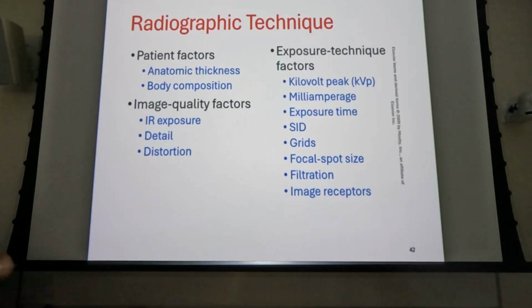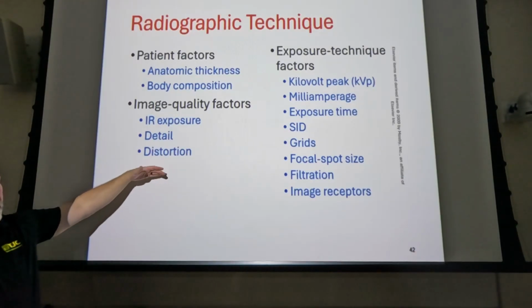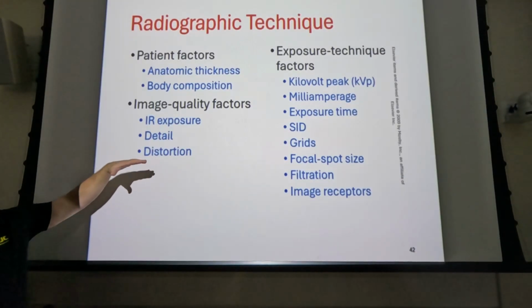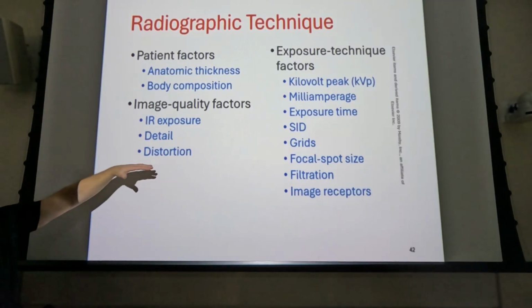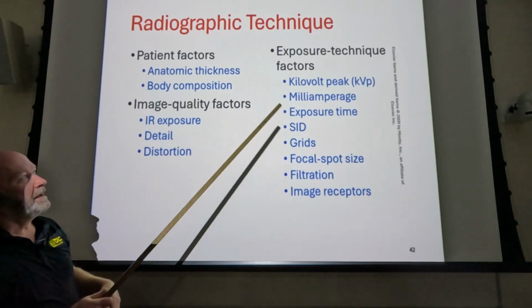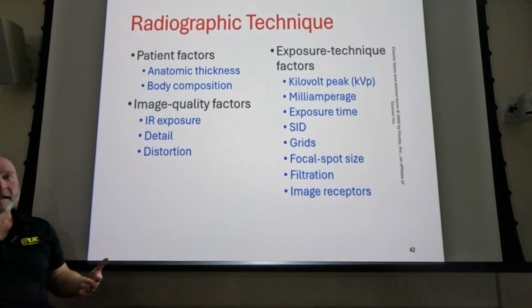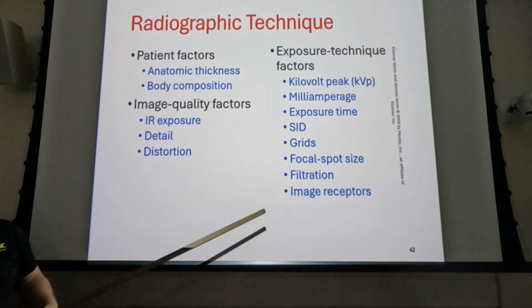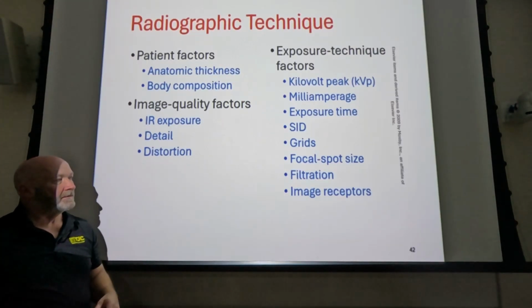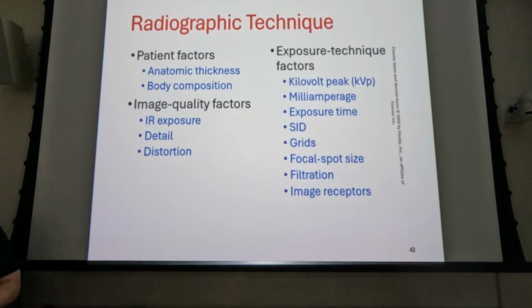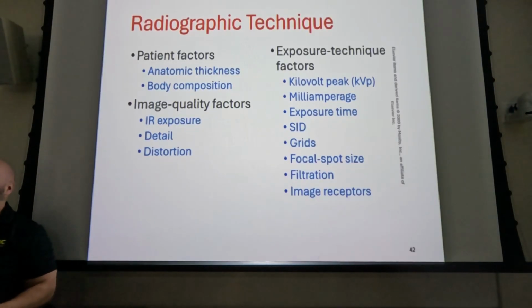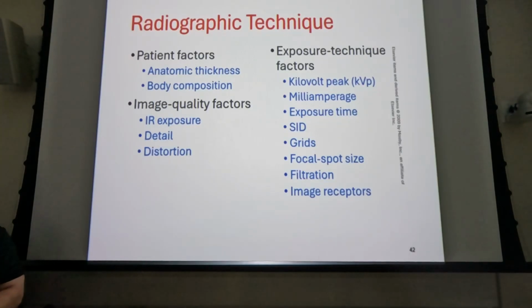They also control our detail and our orientation of our image. Image receptors and our anatomy both can affect our distortion. But our technique factors are the things that we've talked about, and we're also going to talk about grids later in the semester: when it's appropriate to use a grid, when it seems like it might be appropriate but is really kind of optional, and how much of a change we're going to need in our technique to compensate for those.